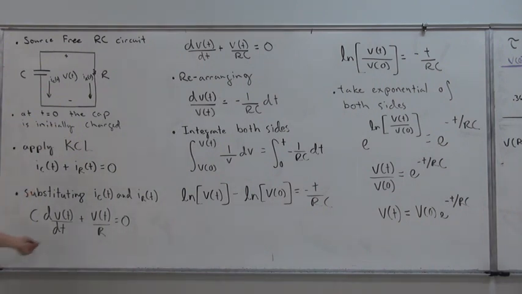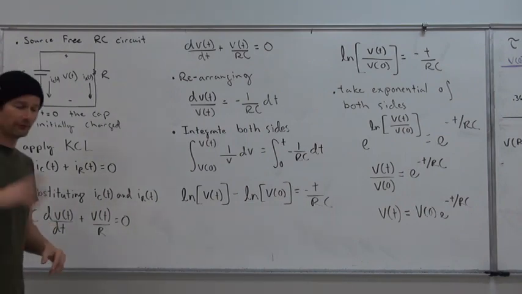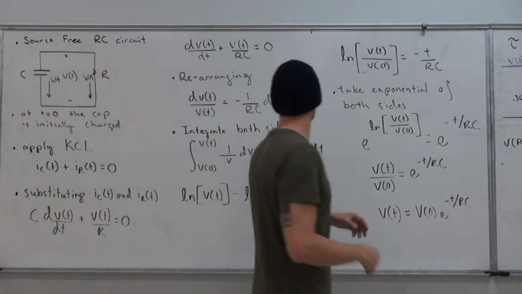So if we look down here, guys, we got C dV(t)/dt plus V(t) divided by R, and that's equal to 0. Congratulations, we got a differential equation. Bam, right there. C dV(t)/dt plus V(t) divided by R. But this we cannot solve yet because we do not have this differential equation in its standard form, or since it's equal to 0, we could say homogeneous.